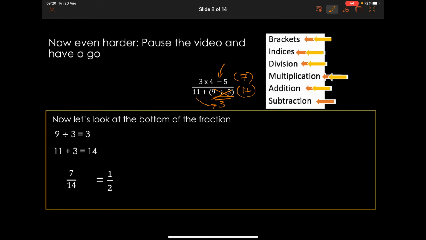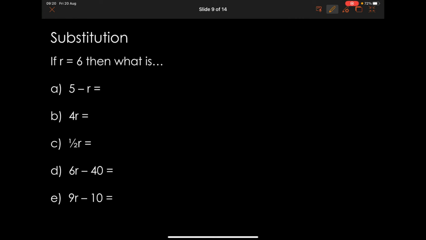So that's about as difficult as it's going to get in terms of actually tackling things with BIDMAS. But make sure that once we look at formula and things like that, or equations or doing further formula, when we look at surface area and volume, you still need to do the correct operations. We still need to do it in the right order. Okay, substitution then. Now, if you'd like to pause the video and have a go at this, then please go ahead. You might already know how to do it. It says that if r equals 6, then what is, and it gives you some questions. So pause the video and have a go, and then press play, and I will explain substitution.